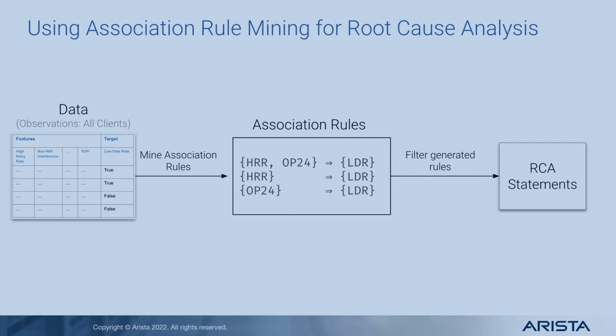So here too, what we'll try to understand is, if a client is facing low data rate, what are the things that are co-occurring with that, right? And then you can filter the rules because there can be multiple rules that are generated. You can filter them to come up with the most possible rules from your data, right?